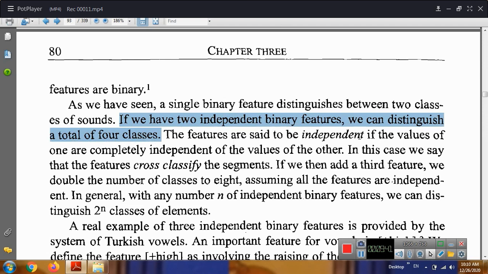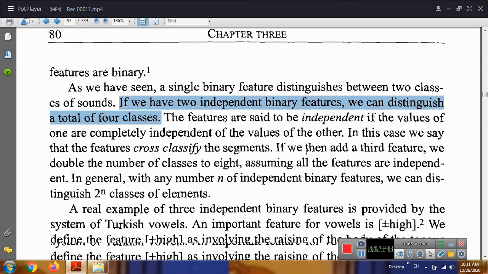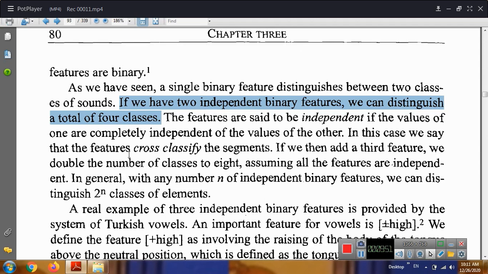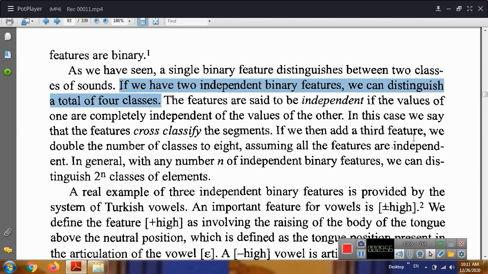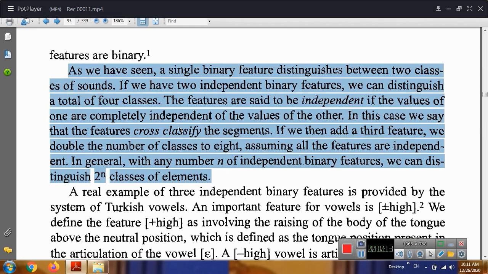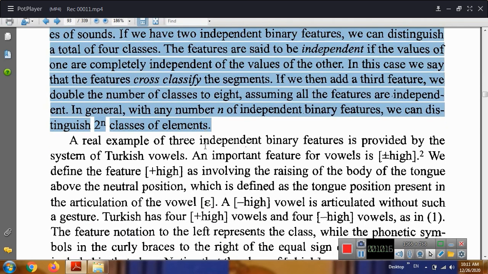The features are said to be independent if the values of one are completely independent of the values of the other. In this case, we say that the features cross-classify the segments. If we then add a third feature, we double the number of classes to 8, assuming all the features are independent. In general, with any number n of independent binary features, we can distinguish 2^n classes of elements. Okay, I will explain it more in the following.